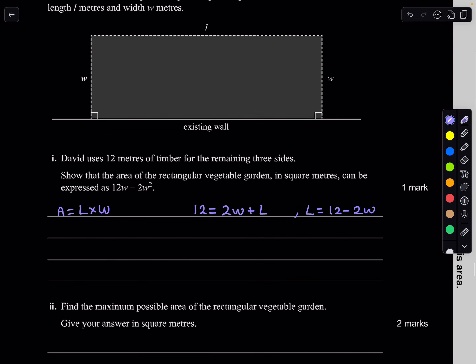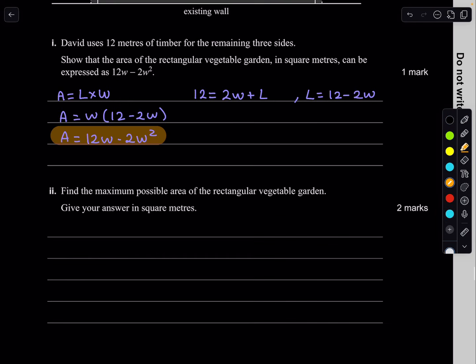And we can sub that L into this equation. So put that in here, if L is 12 minus 2W. Expanding that, we get 12W minus 2W squared, which is what we wanted to show, the area. That's nice. Next question. Find the maximum possible area of this rectangular vegetable garden. Give your answer in square meters.